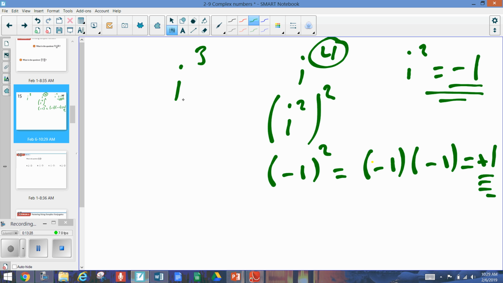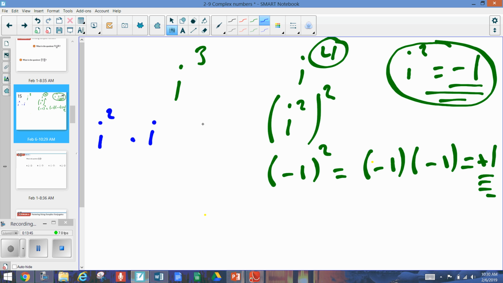And let's solve this one. How are we going to solve it? We don't know what i cubed is, but we do know what i squared is. I can write this one in terms of i squared. i squared times i to the power of what makes i to the power of 3? 1. Good job. Because when the bases are the same, we add exponents. 2 plus 1 equals 3.